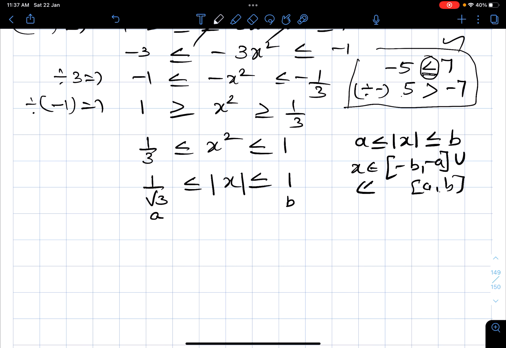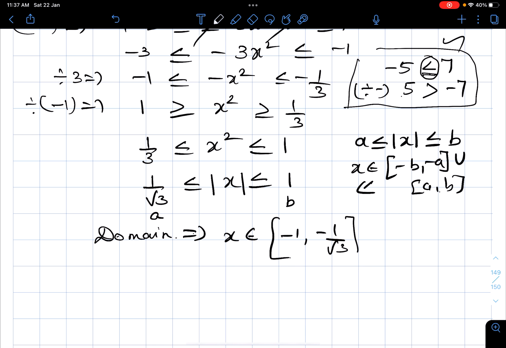Therefore our domain will be x belongs to, what is our b? Minus 1 comma minus 1 by root 3 union our a and b, 1 by root 3 comma 1. So this is going to be our final answer.